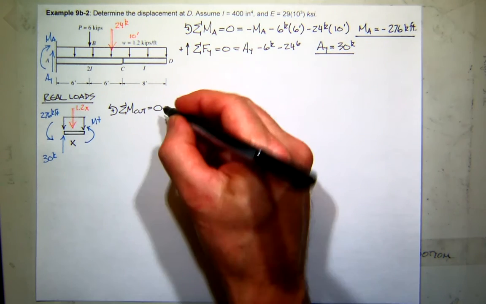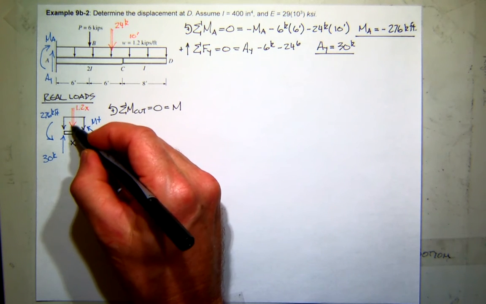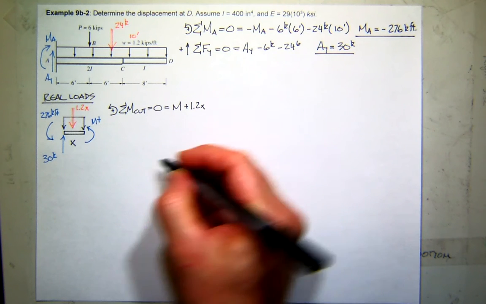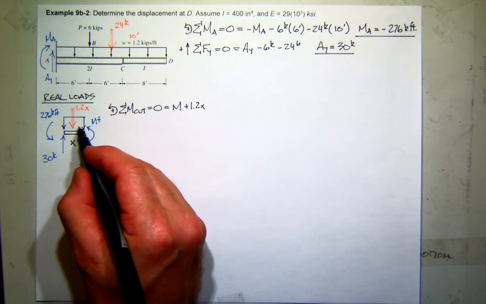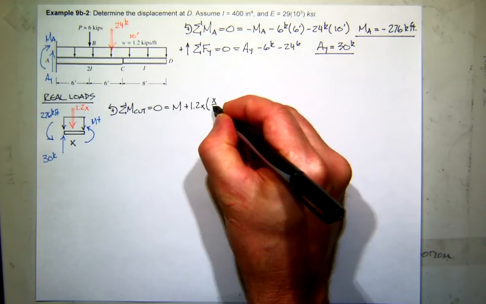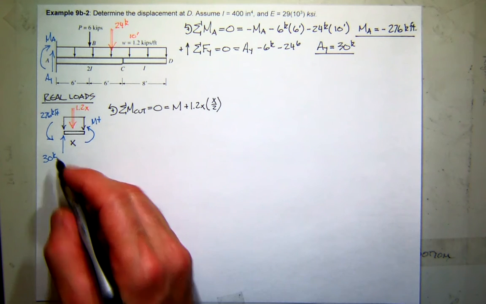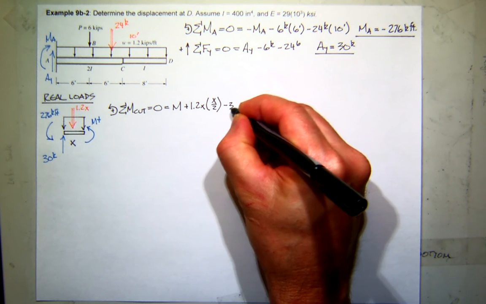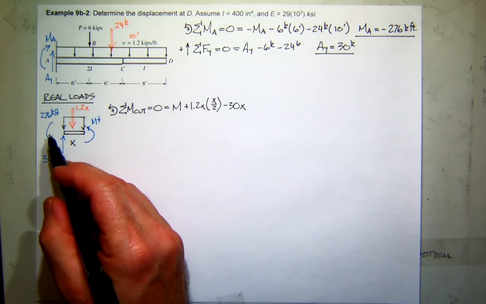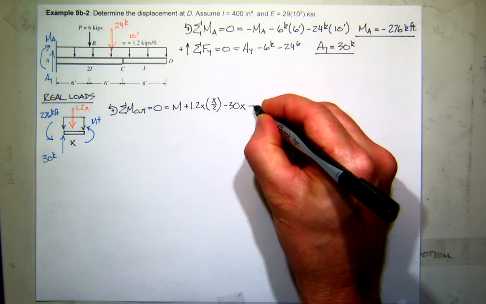So I have my internal moment, that's positive. I have the moment due to the concentrated equivalent, which is also positive. That's 1.2x is the force. And what's the distance to the centroid? Half the distance, so x over 2. And then I've got this 30 kip force, which creates negative moment with a moment arm of x. And then I have the moment at the very end, which with this sign convention is positive.